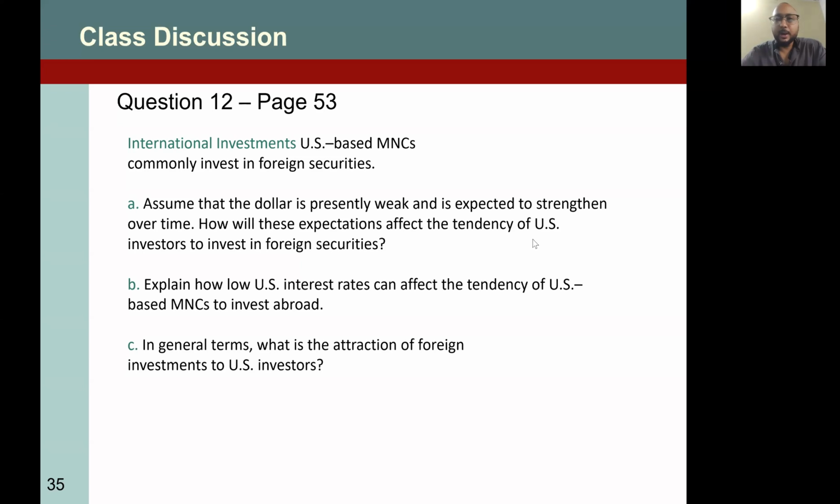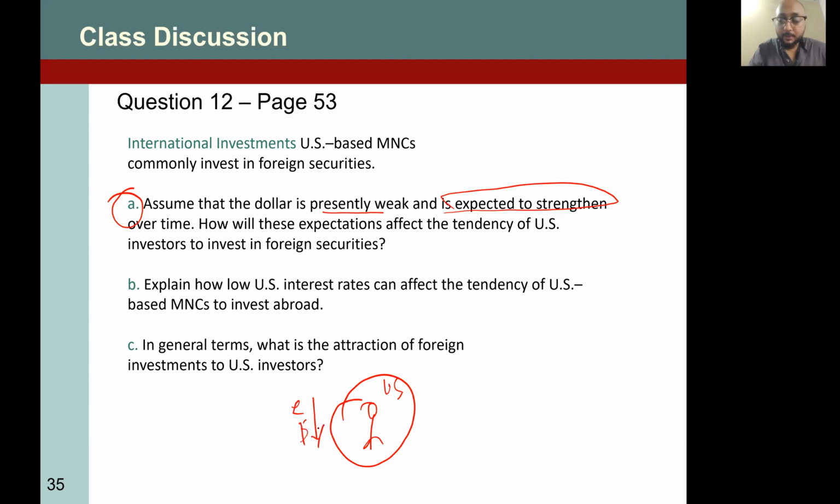Okay, class, welcome back after the breakout room activity. We were discussing the class discussion, which is also the class participation. We talked about number 1: assume that the dollar is presently weakened and is expected to strengthen over time. So right now our dollar is weak. What does it mean? It means the foreign goods that a US person is buying right now are more expensive. If you are in the US and your currency is going down, foreign products look more expensive to you, right?